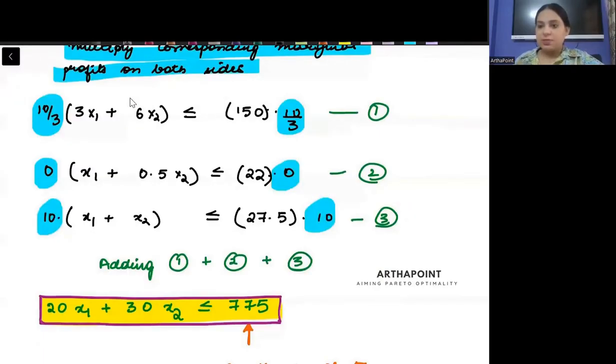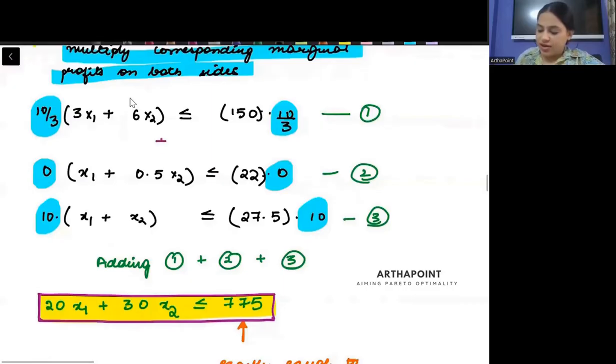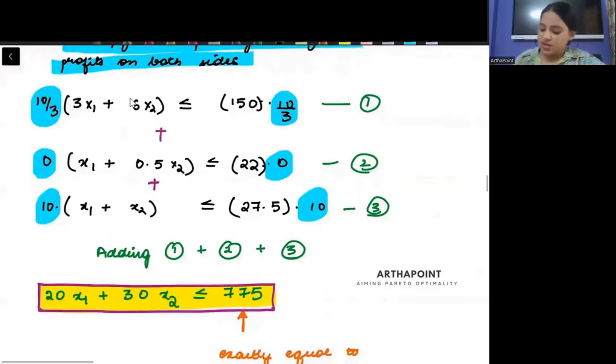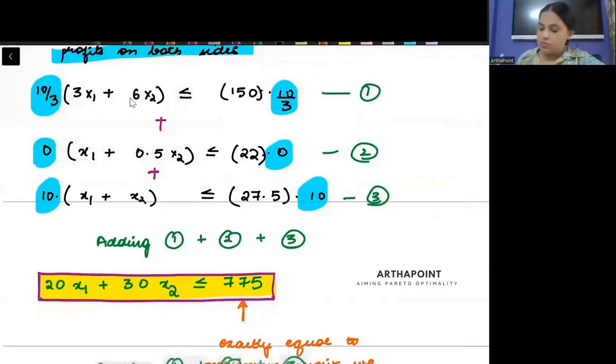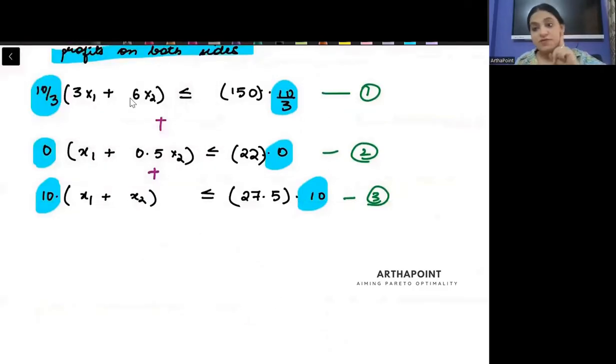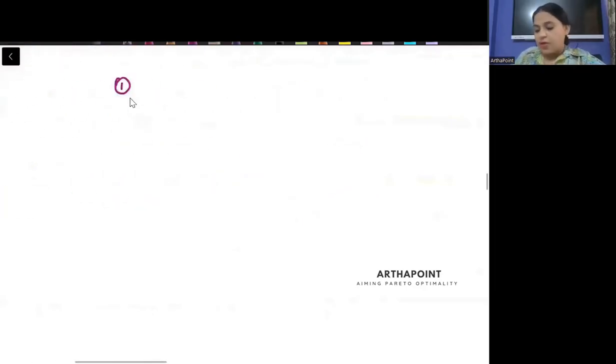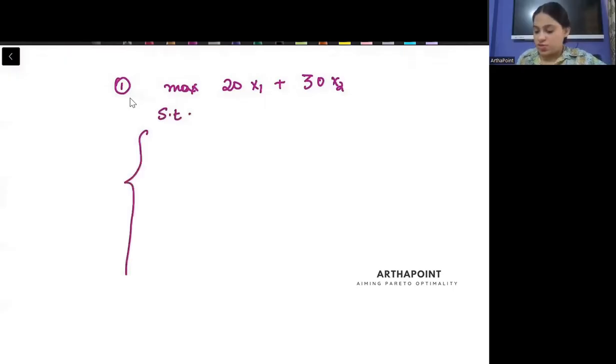And after multiplying the marginal profits, I am adding the 3 equations together. Look carefully, beta. Again, I am repeating what I have done. This is very, very important. Listen carefully. Beta, step 1. We were given to maximize 20x1 plus 30x2. We had to maximize this, and we had a constraint subject to, there were 3 constraints that we had.